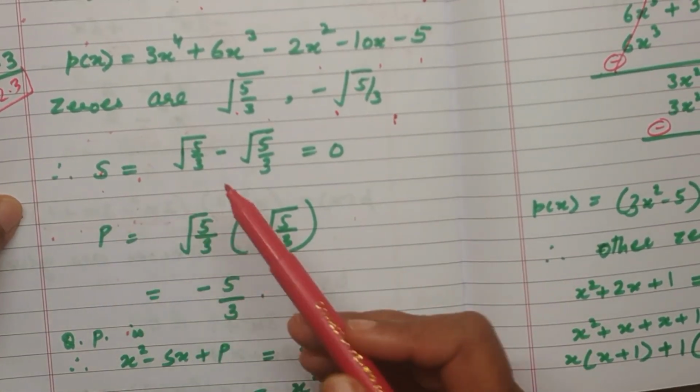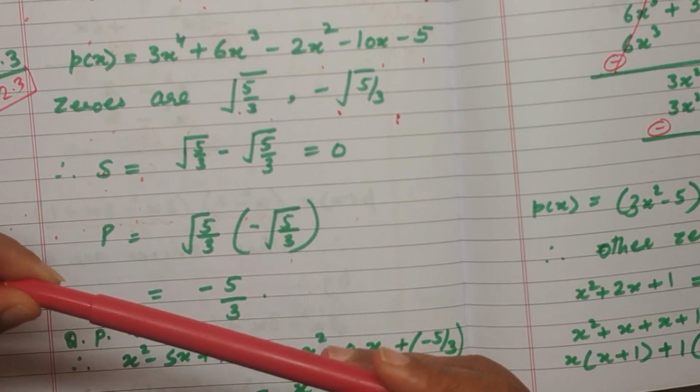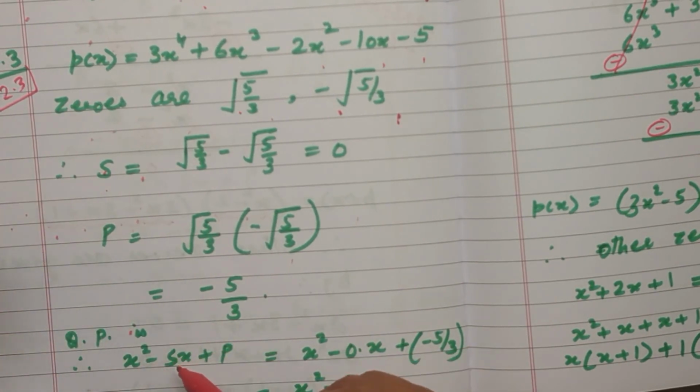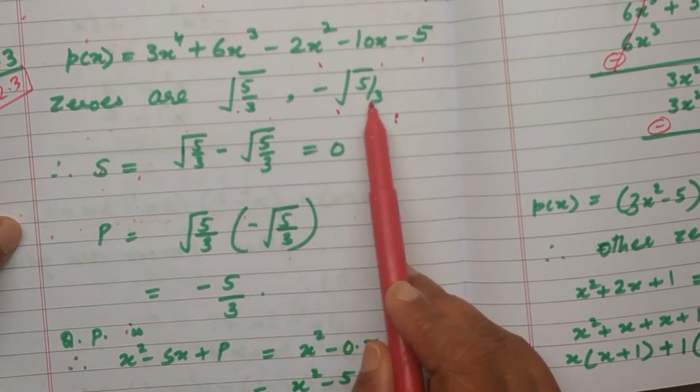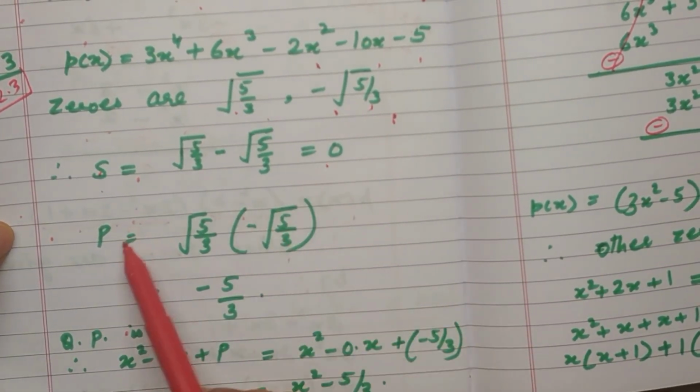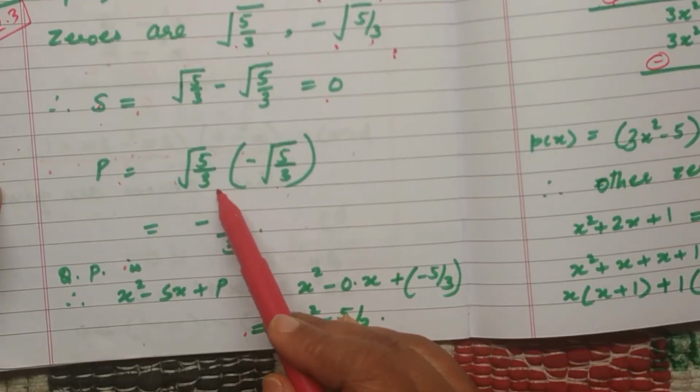Again we have to find the sum of zeros and the product of the zeros and get a quadratic polynomial which will be a factor of the given polynomial. The sum of the zeros is, of course, 0. The product of the zeros, when we multiply, we get minus 5 by 3.